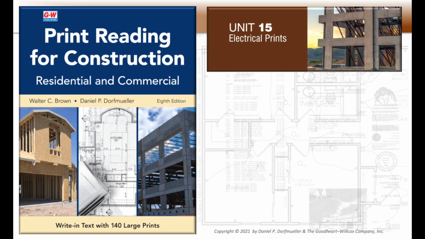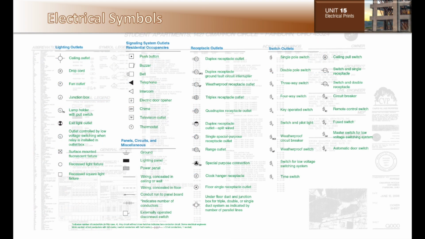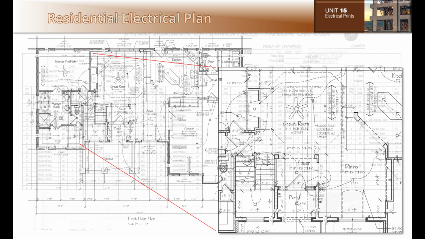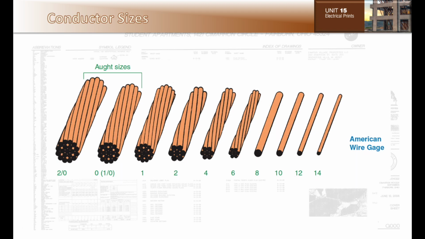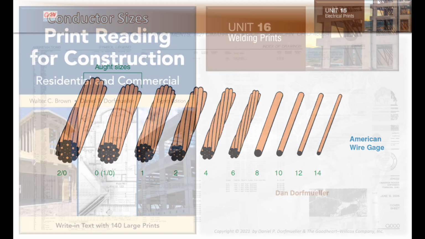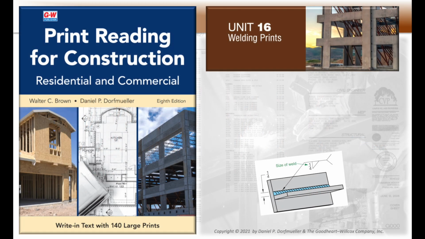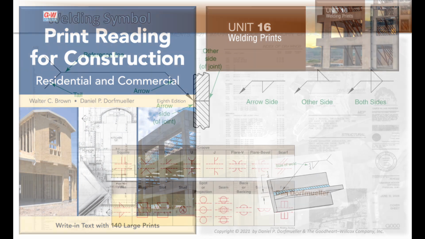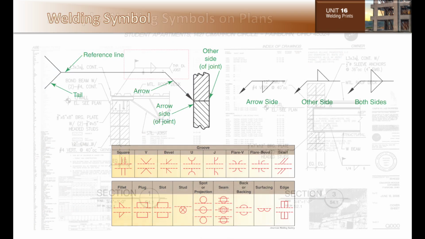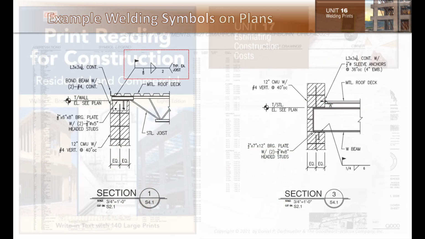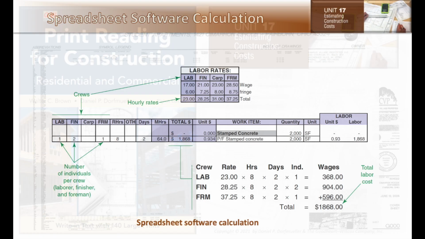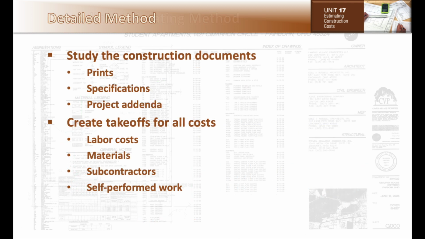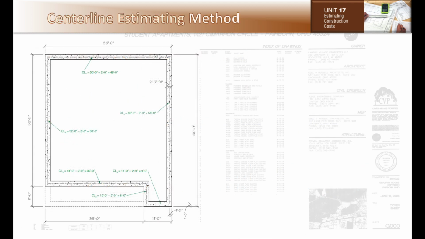And Unit 15 is electrical prints. In this unit we include electrical symbols, wiring diagrams, wiring distribution panels, types of wiring and wire sizes, and much more. Unit 16, welding prints. We take a look at types of welding symbols for both shop and field welds. Unit 17, estimating construction cost, is an introduction into construction takeoff and estimating systems.